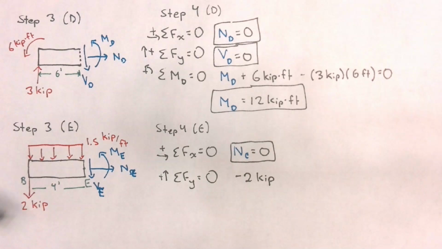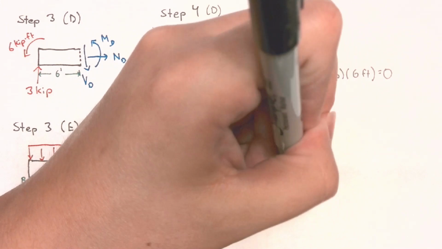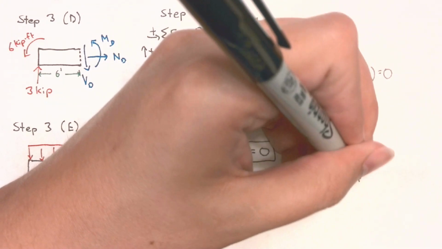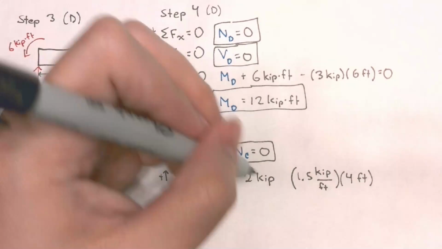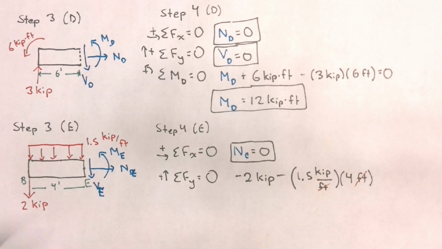We can reduce this distributed load into one point force by taking the area of this distribution. In this case, since this is a rectangular load, the area will be equal to the base, which is 4 feet, times the magnitude of the distributed load, which is 1.5 kips per feet, and pointing downward. Notice that feet will cancel out with feet. Finally, I will have my shear force, also pointing downward.